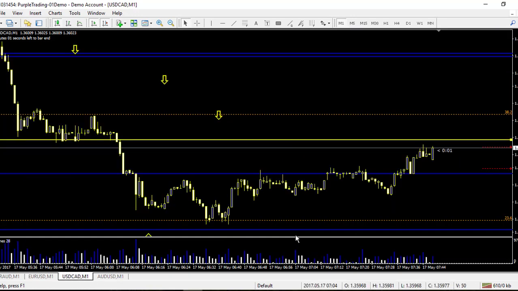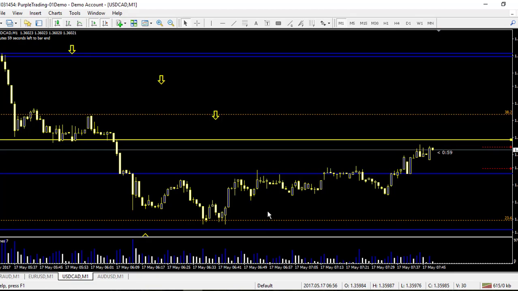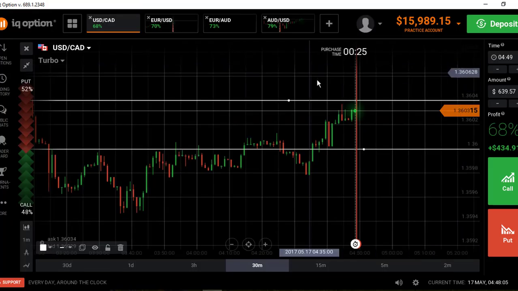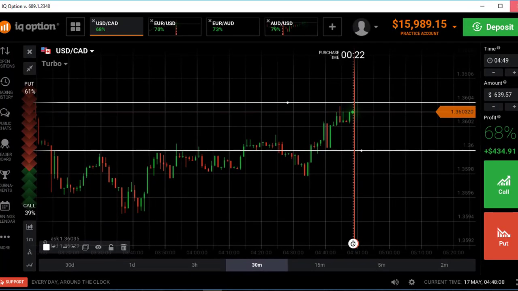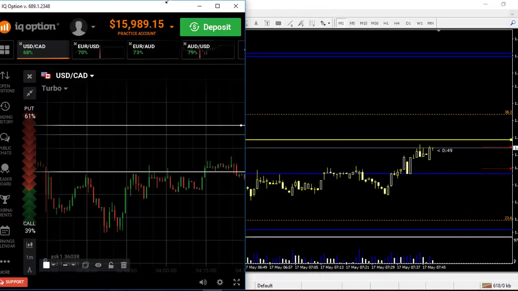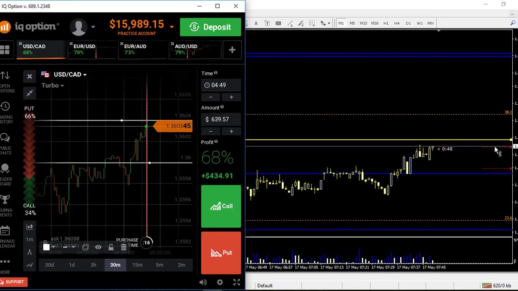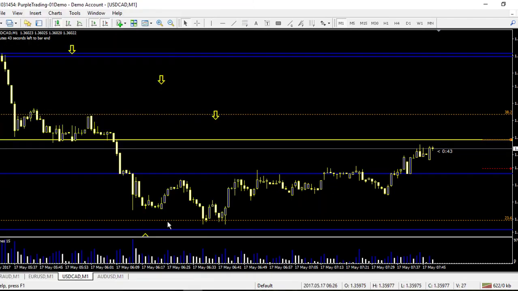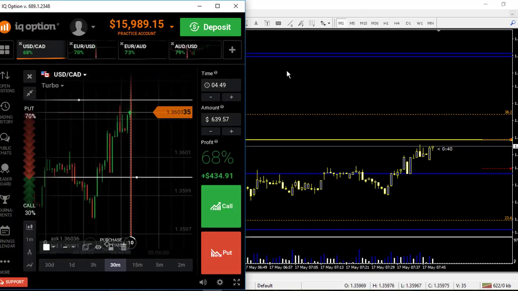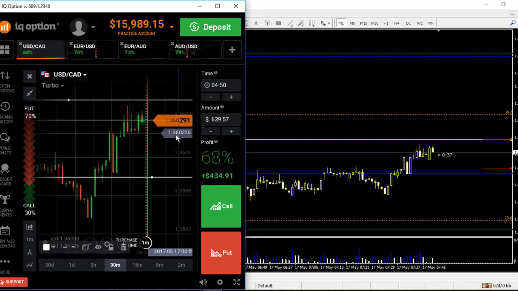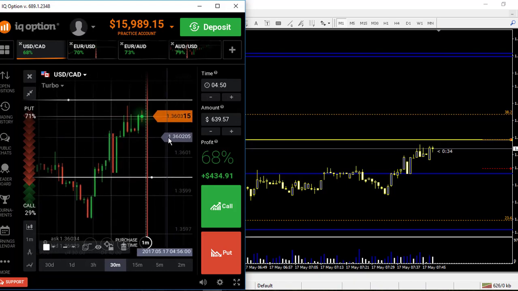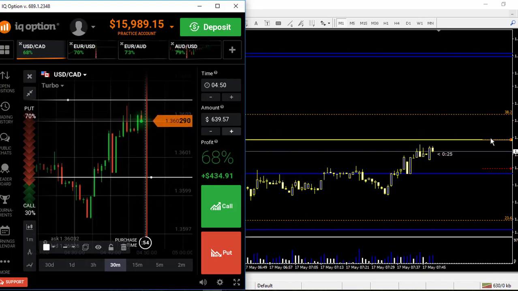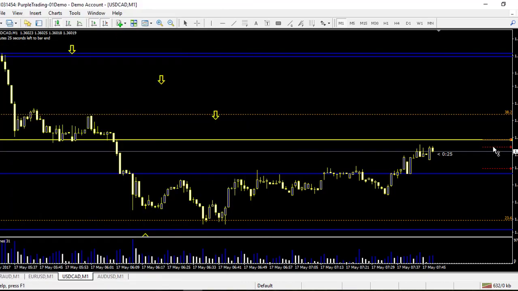okay, USD CAD was very fast, it didn't manage to touch. Okay, seems it will go up. Expiration will be 4:50. No, it got down again. The level is strong, it reversed just before.